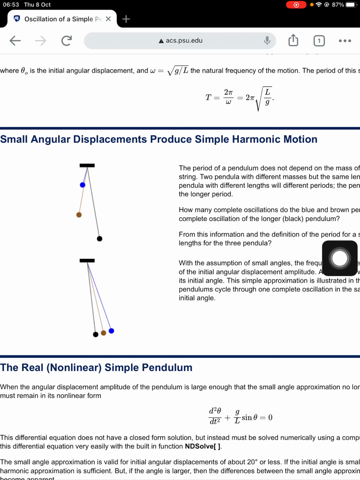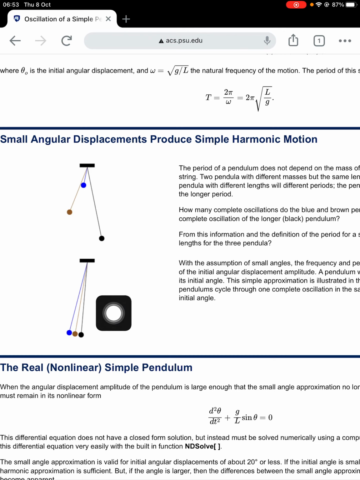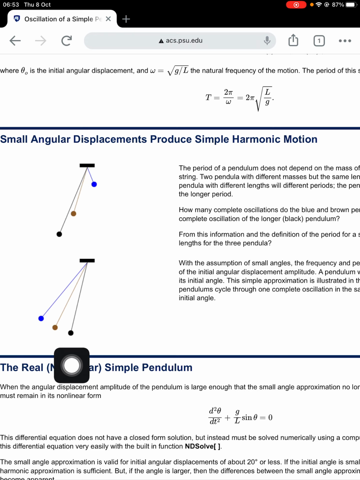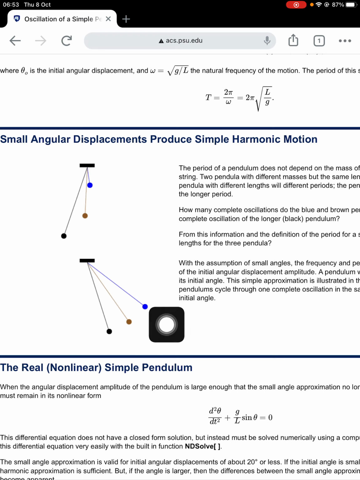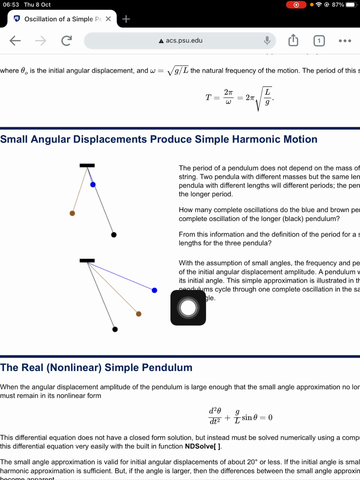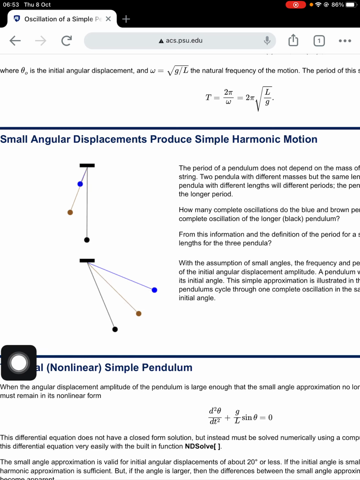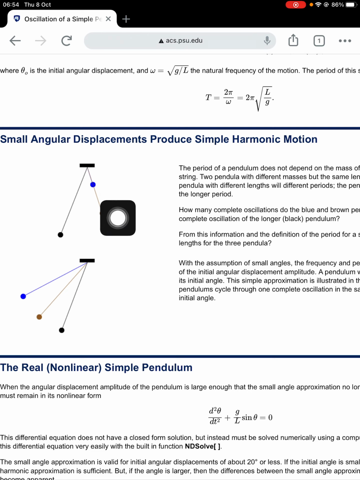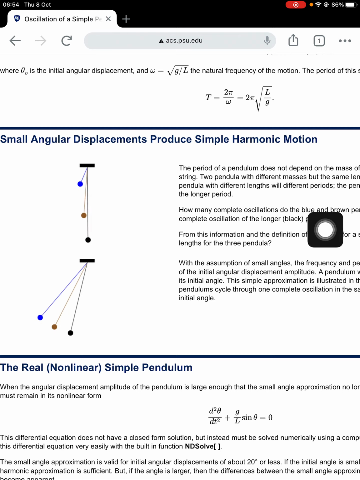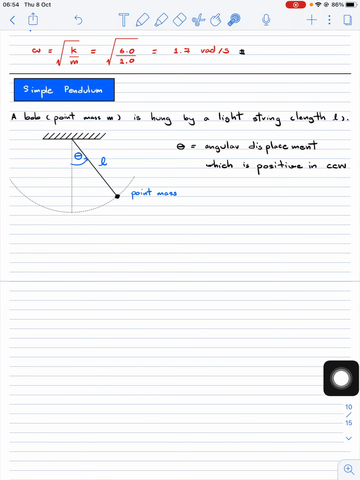But now if we consider the other picture here, if the lengths of the strings for the blue, red, and black one are the same, you can see that the period must be the same, because the period is the time for one oscillation. So you can see that the blue, the red, and the black one move at the same period, different from this one having a different period of oscillation. So that's what we want to study.